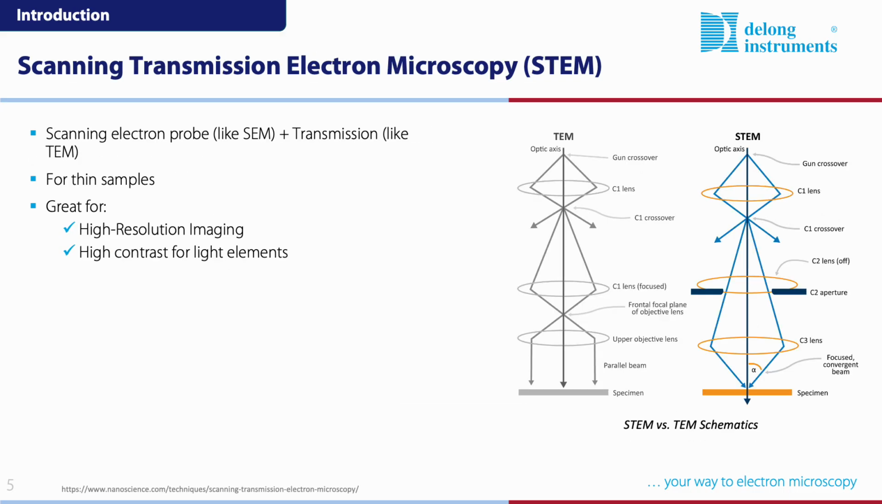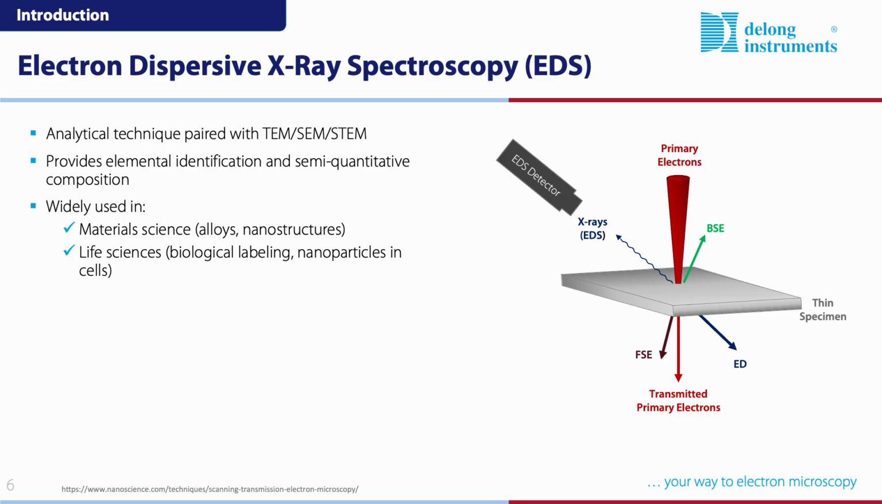Now let's talk about scanning transmission electron microscopy, or STEM. STEM combines the best of both worlds, the focused electron probe of a scanning electron microscope and the transmission capabilities of a traditional TEM. It's ideal for thin samples and offers outstanding high-resolution imaging. Plus, it provides excellent contrast even for light elements, making it a powerful tool for detailed structural analysis.